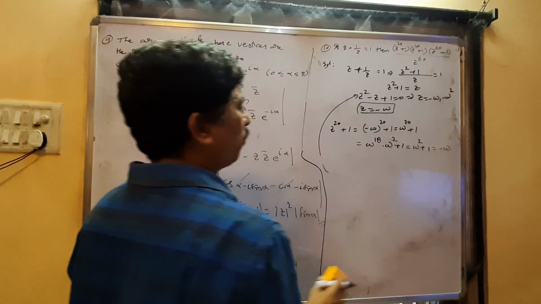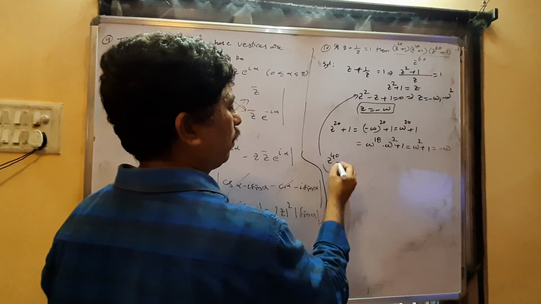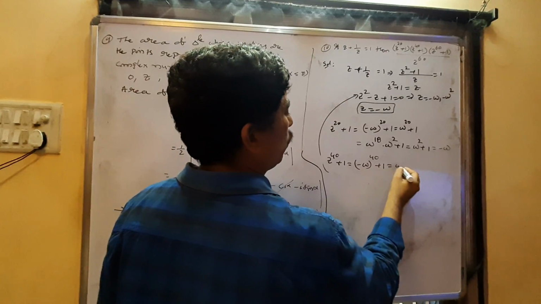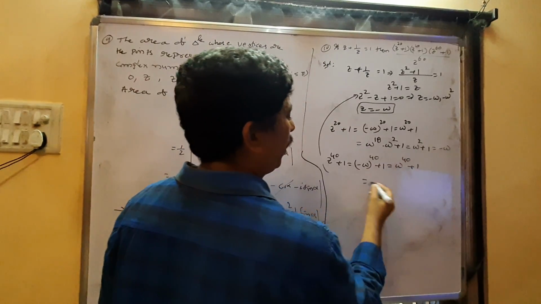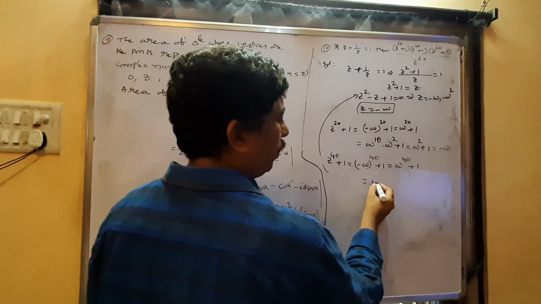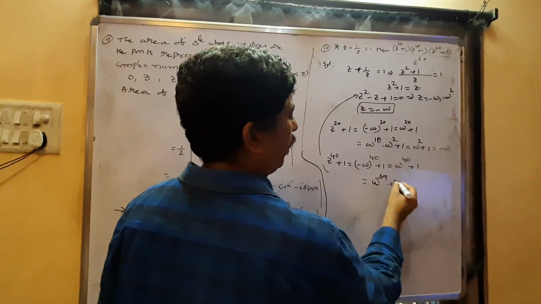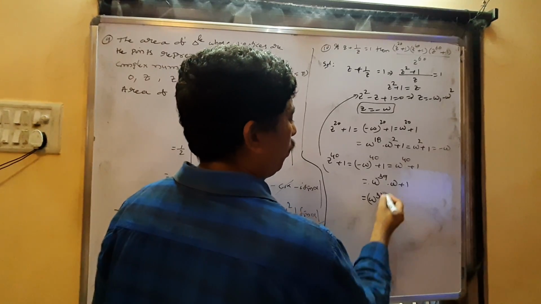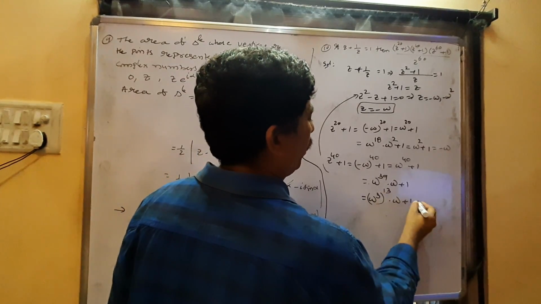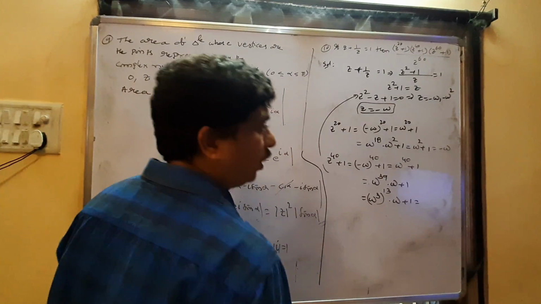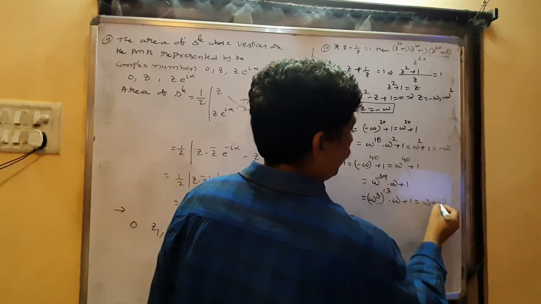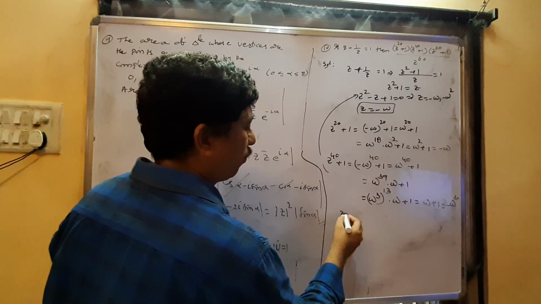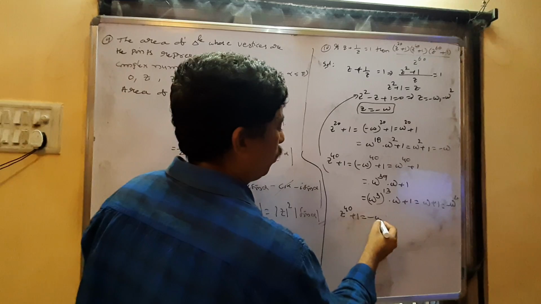Next value, z^40 plus 1: minus ω^40 plus 1, that is ω^40 plus 1. Nearby multiple of 3 to 40 is 39, so ω^39 into ω plus 1. This is (ω³)^13 into ω plus 1. ω³ equals 1, and 1^13 is 1. 1 into ω is ω plus 1. 1 plus ω is minus ω². So z^40 plus 1 equals minus ω².